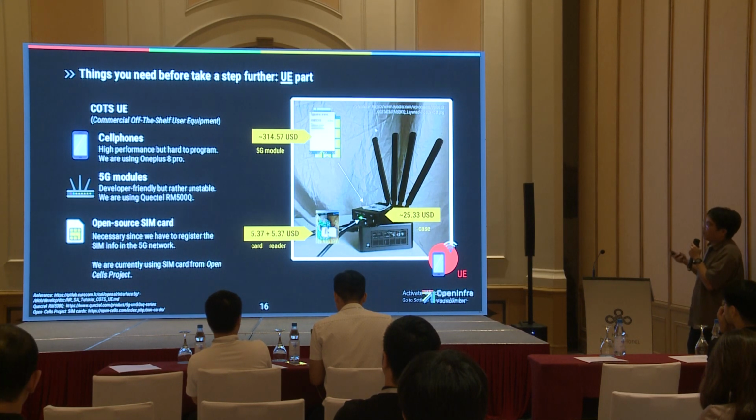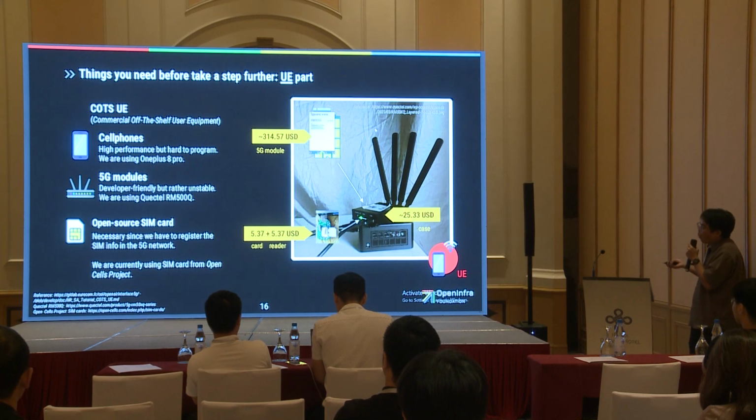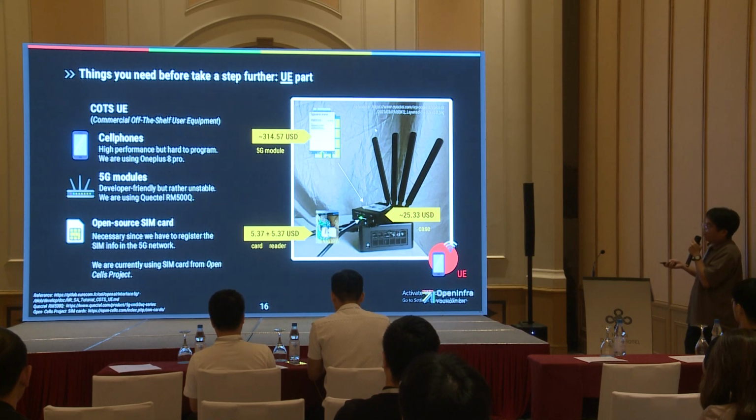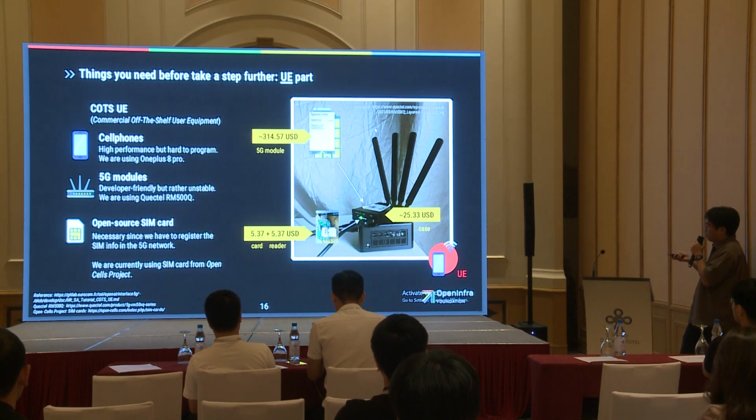The 5G modems, on the other hand, are relatively easy to connect, but for some reason they have lower performance, and we are using them as well. Then, in order to have your cell phone available for your 5G network, you also have to buy an open source SIM card. The open source SIM card is available across the network, and we bought it from the open source project. It is necessary because you have to register the SIM card within the network, so you have to read and write the SIM card. So these are the two requirements.